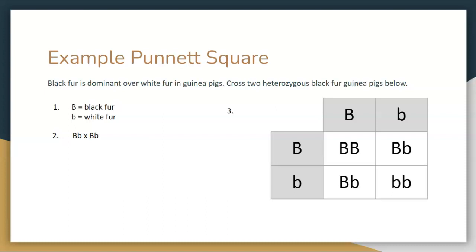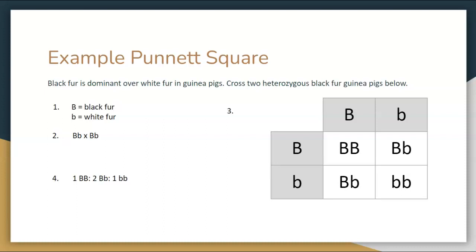For steps 4 and 5, we are strictly looking at the offspring, so only the white boxes, and we're going to write out our genotypic ratio. All that is: how many big B's do you have, how many big B little b's do you have, and how many little b's do you have? Well, I have 1 big B, 2 big B little b's, and 1 little b. And that's all I write. That's my ratio, 1 to 2 to 1.